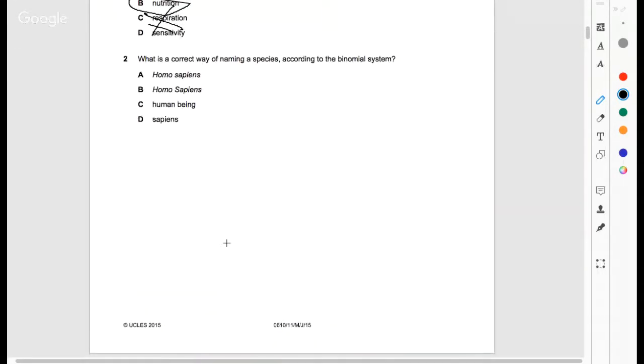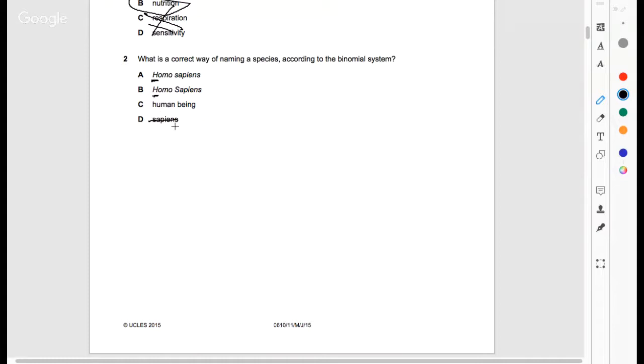Question two, what is the correct way of naming a species according to the binomial system? So this is the system where you give something its genus and its species in two words, and it differentiates it from any other organism. And we have to remember with the binomial system, the genus needs a capitalized first letter. It's got to be in italics, it's got to be in Latin, and it's got to have two words.